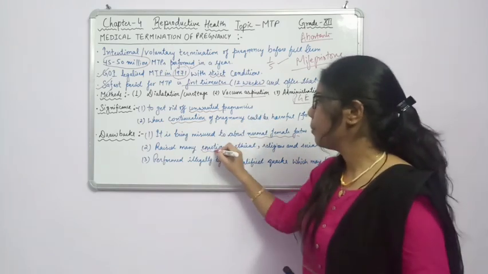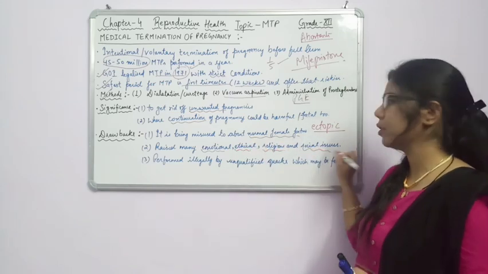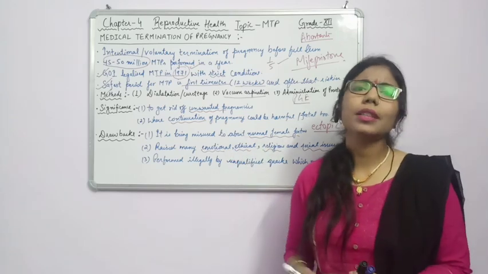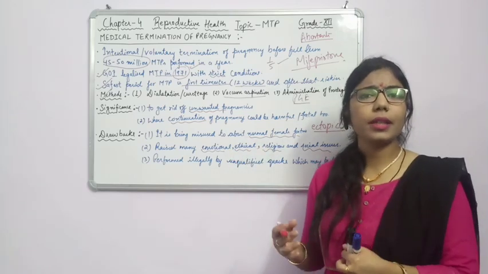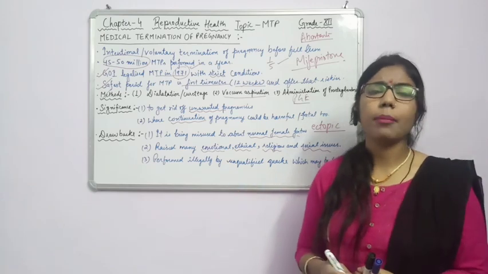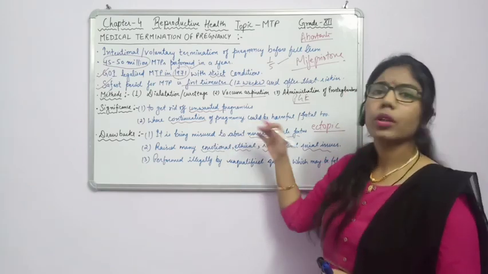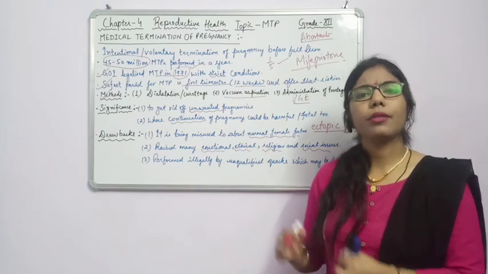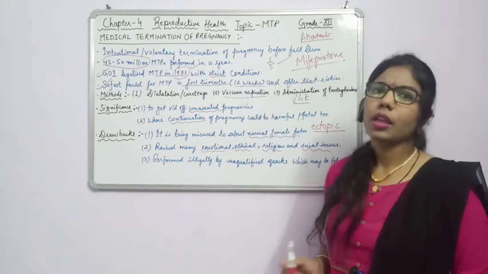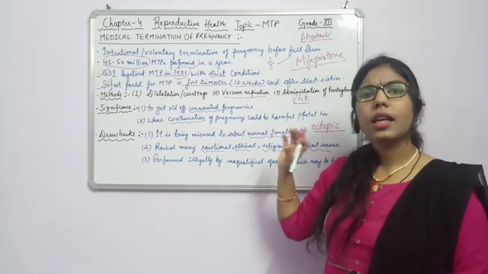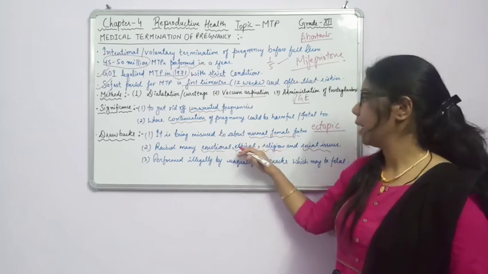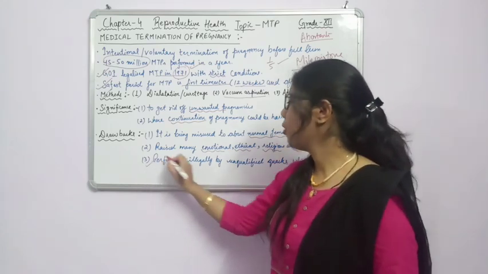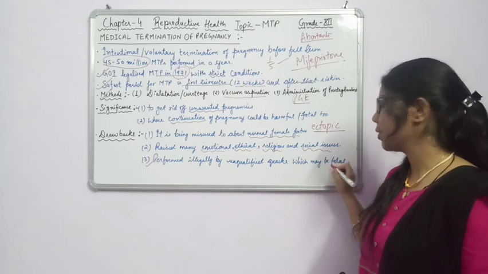Now it has raised many emotional, ethical, religious and social issues. It is written in your NCERT. So what will happen if any MTPs are there? People are connecting these aspects with different things. For example, some people say it's very bad to kill that baby or to kill that embryo. It's a mass of cells. So different people have different aspects related to this MTP. So it is creating some problems at the emotional level, the ethical level, or the religious and social level. Now the third one, performed illegally by unqualified quacks, which may be fatal.